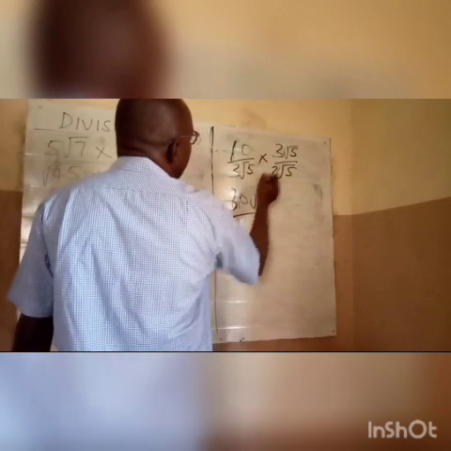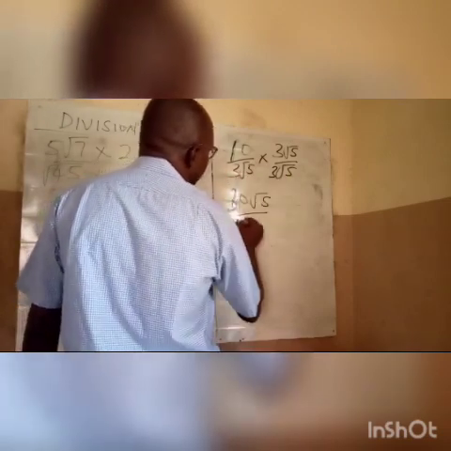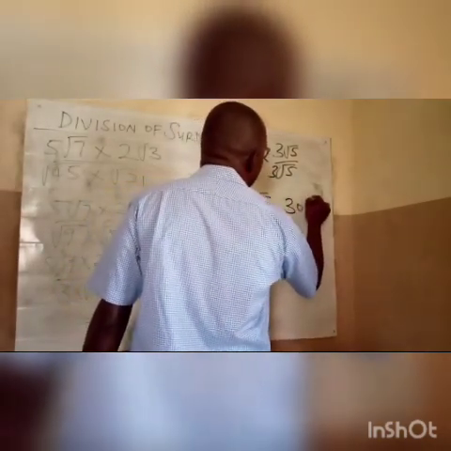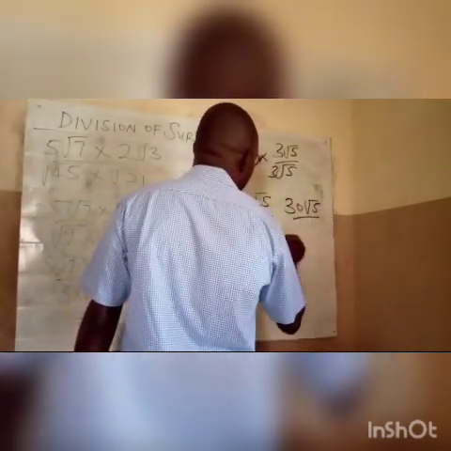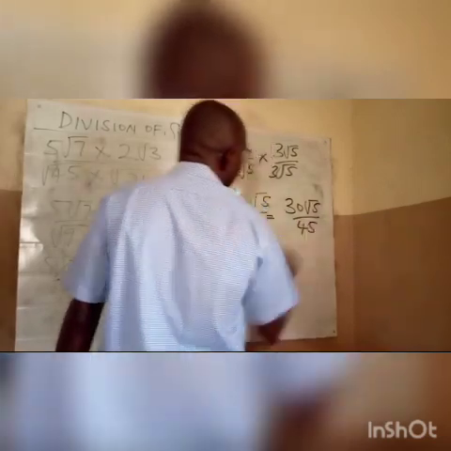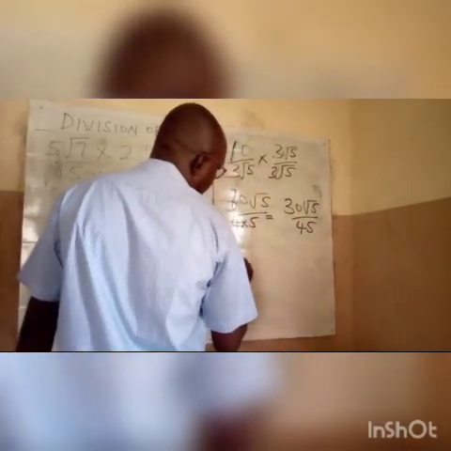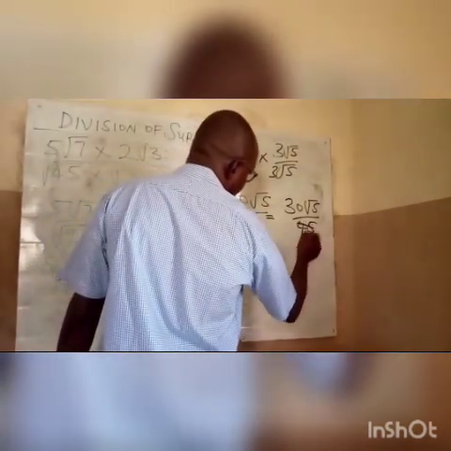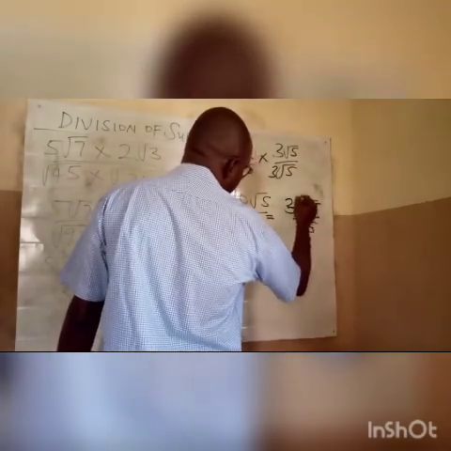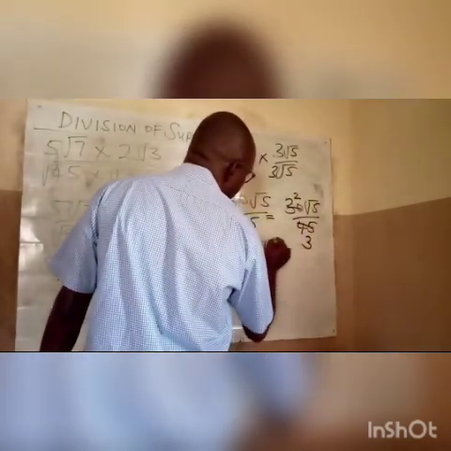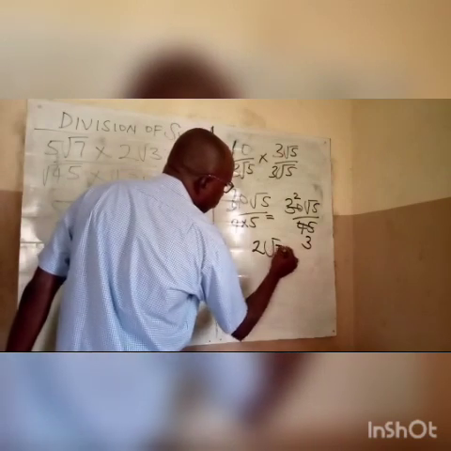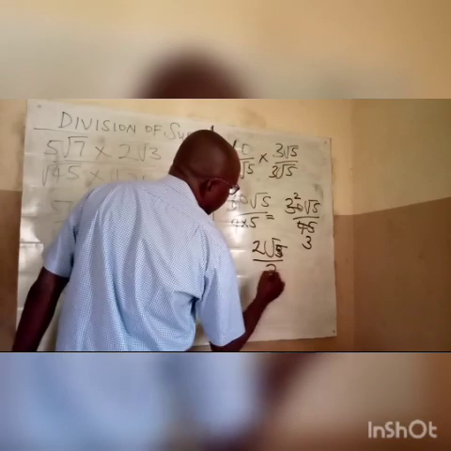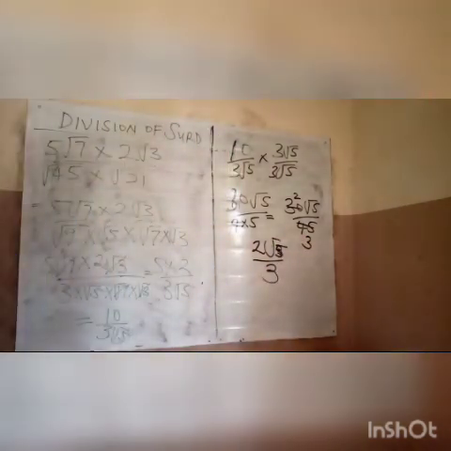9 times 3 times 3, 9. Then root 5 times root 5, 5. So you are left with 30 root 5 over 45. You can simplify further: 15 can divide 45. Divide 45, it will give you 3. Divide 30, 2. You have 2 root 5 over 3. I think this will be the final answer.